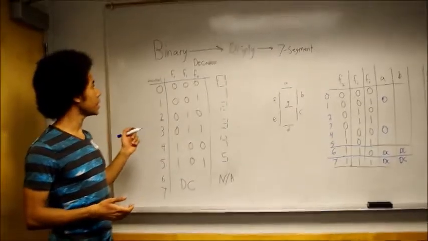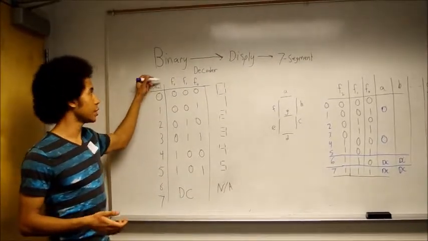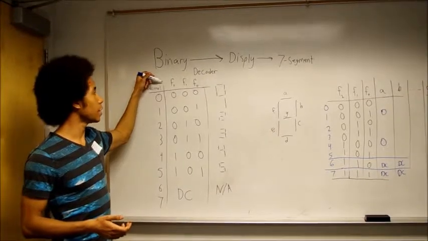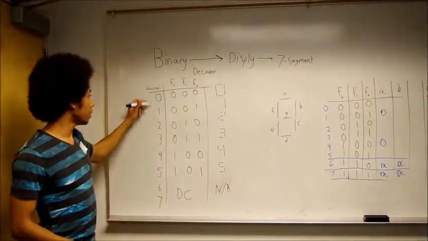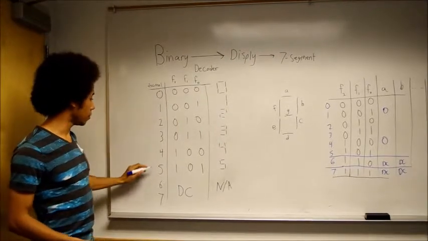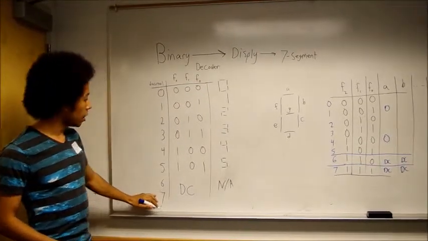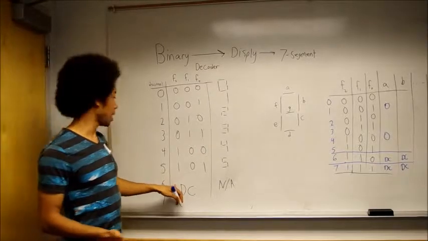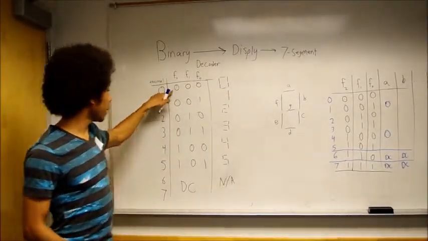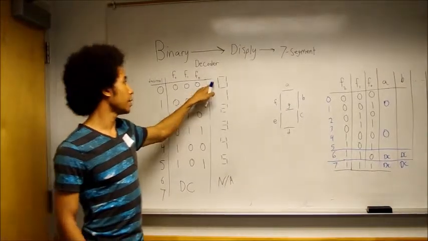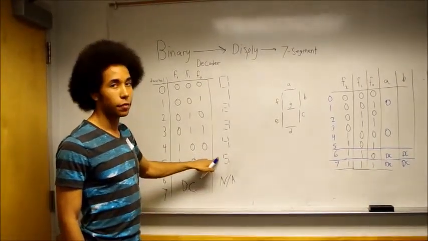So we just found the binary representations for the number of switches on, and now we're going to create the decoder to display that on the 7-segment. So here are the number of switches that can be on, 0 through 5, and then 6 and 7 are don't cares because we're not going to count up to 6 or 7. Here's the binary representation, and then here's how it will look on the 7-segment.